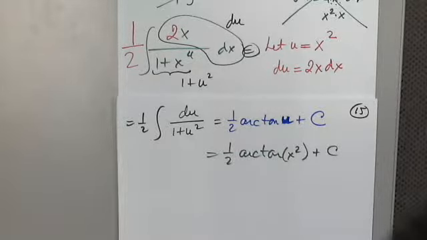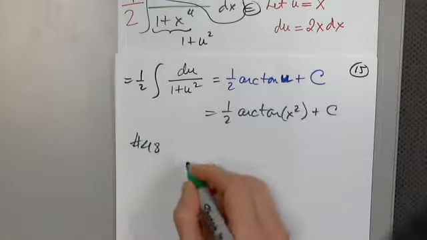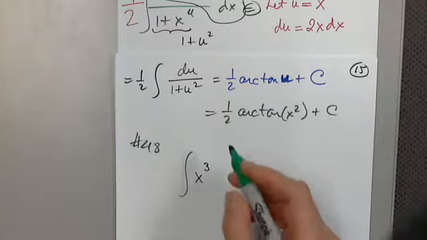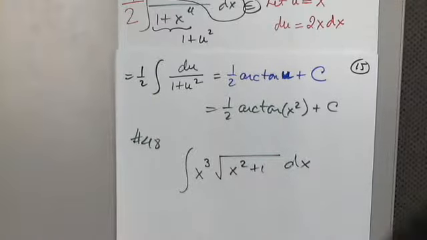Okay, what about 48? It's the integral of x cubed times the square root of x squared plus 1 dx.